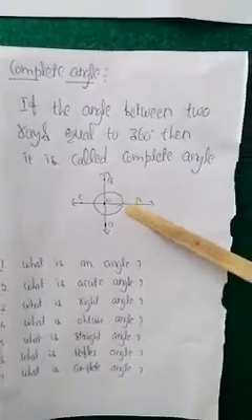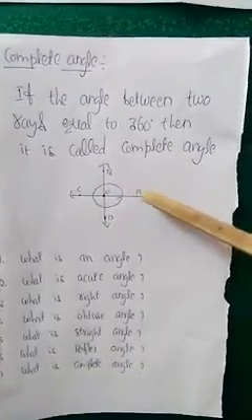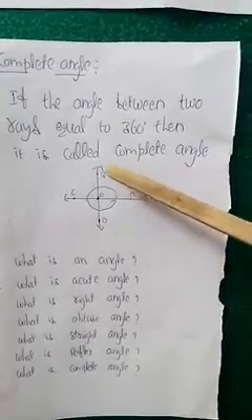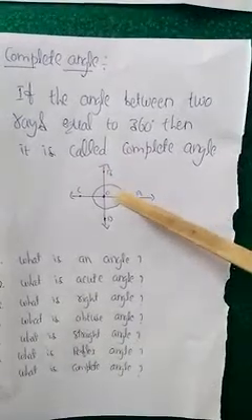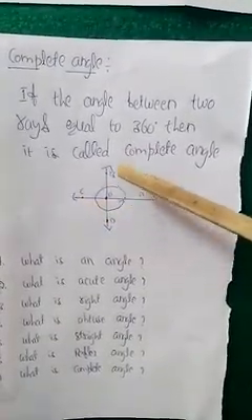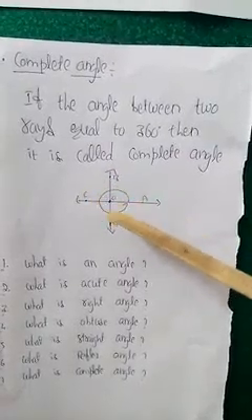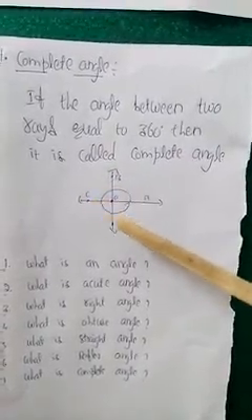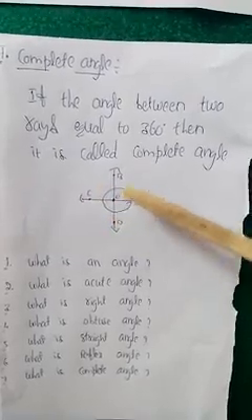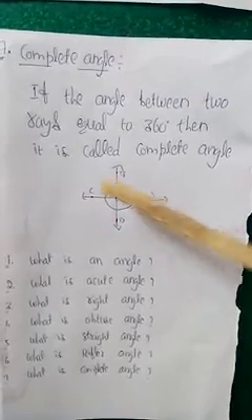That means if the angle between two rays is equal to 360 degrees, one ray is there, a fixed ray. One more ray is rotating here. It completes one rotation. Now the angle between these two rays is one complete rotation. That means 360 degrees. Then we can call this angle a complete angle.